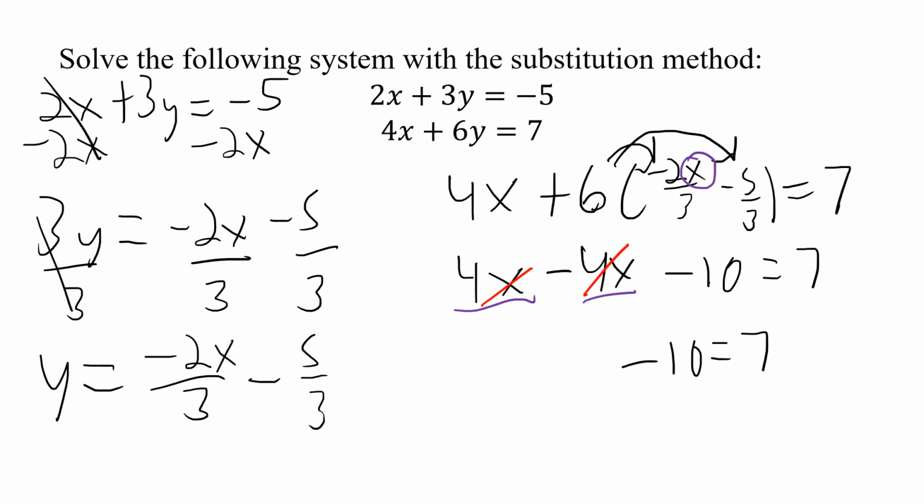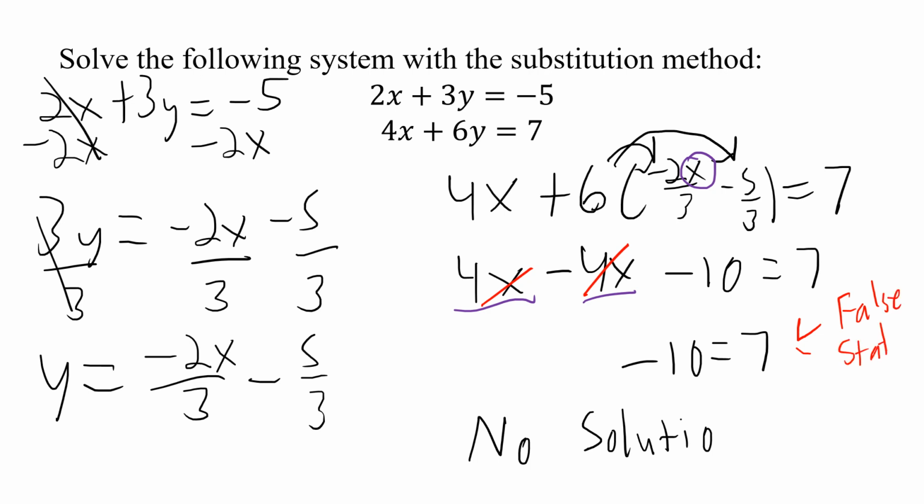So the answer, when you get a number and a different number that says that they're equal, when you see a false statement like this, because negative 10 does not equal 7, that is a false statement. What you have when you end with a false statement is no solution. No solution. And that would be the answer to this.